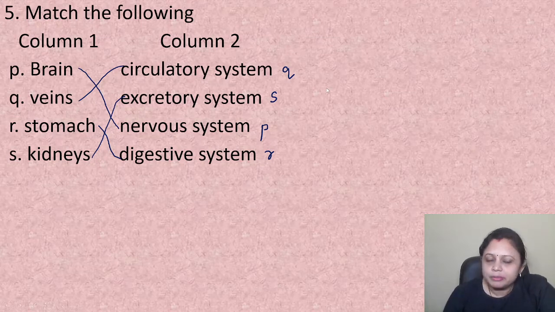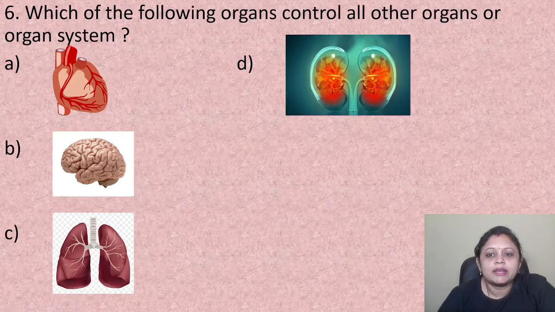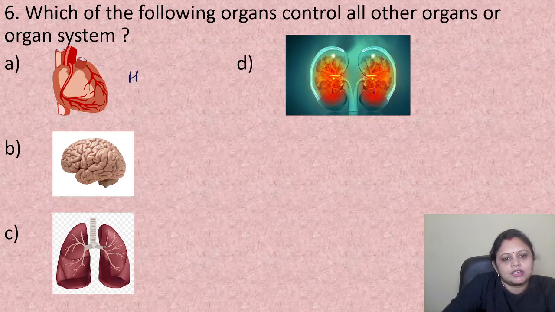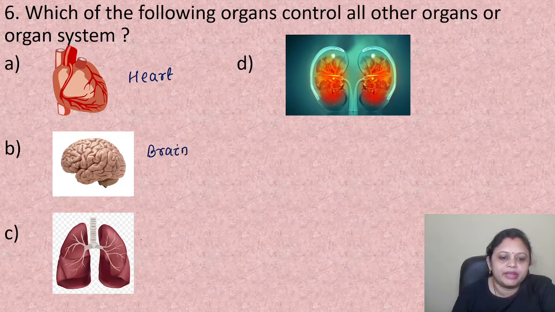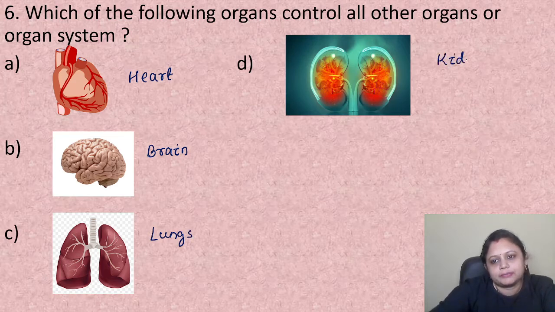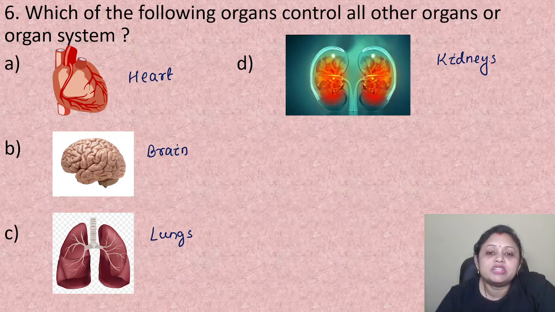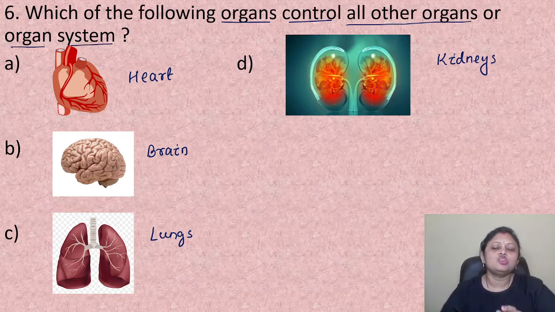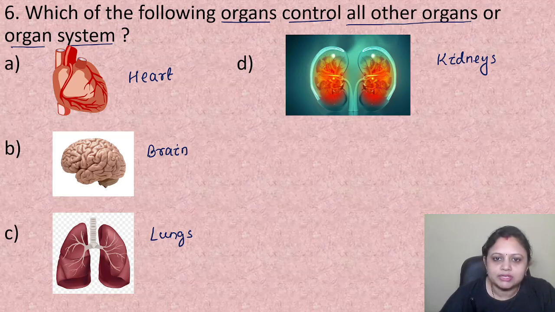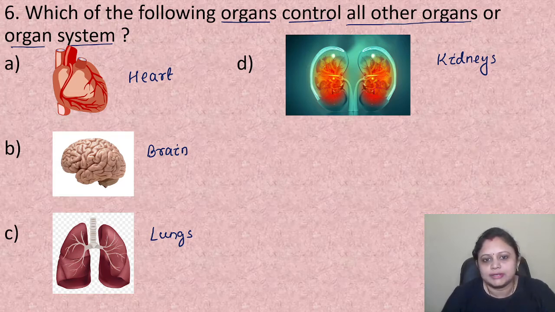Coming to the next question: which of the following organs controls all the other organs or organ systems? First, heart. Second, brain. Third, lungs. And fourth, kidneys. Do you know the answer? If you know the answer, you can write in the comment section. It is the brain. Our brain controls all the organs or organ systems. So the correct answer is option B, the brain.